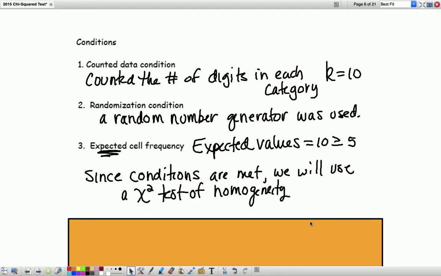Since the conditions are met, we will use a chi-square test of homogeneity. So that's me naming my test. You could have done it earlier too. Doesn't matter where you put it, as long as you put it somewhere.